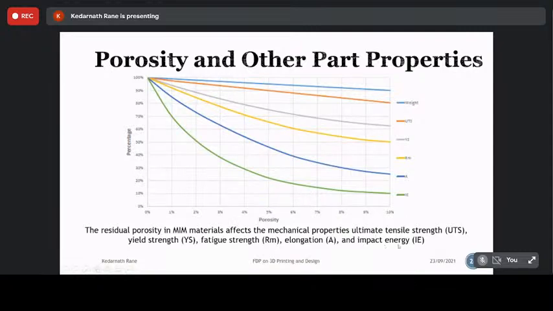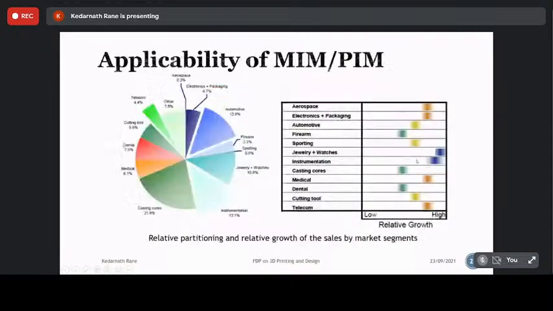The same is applicable for impact strength. The impact strength is a very important characteristic for some defense applications typically, where there is blast loading. So it is very important to consider the porosity level. That's why I said typically 98 to 99% density is favorable, and important for many applications.